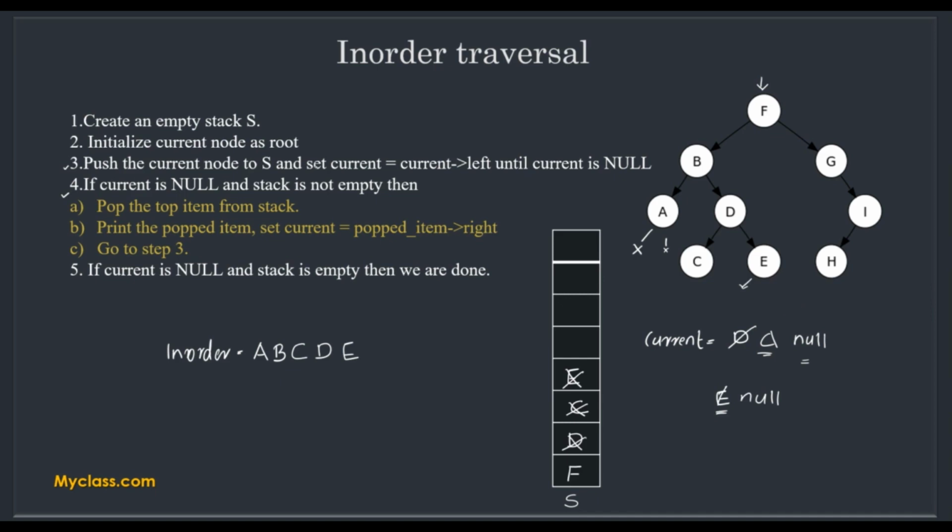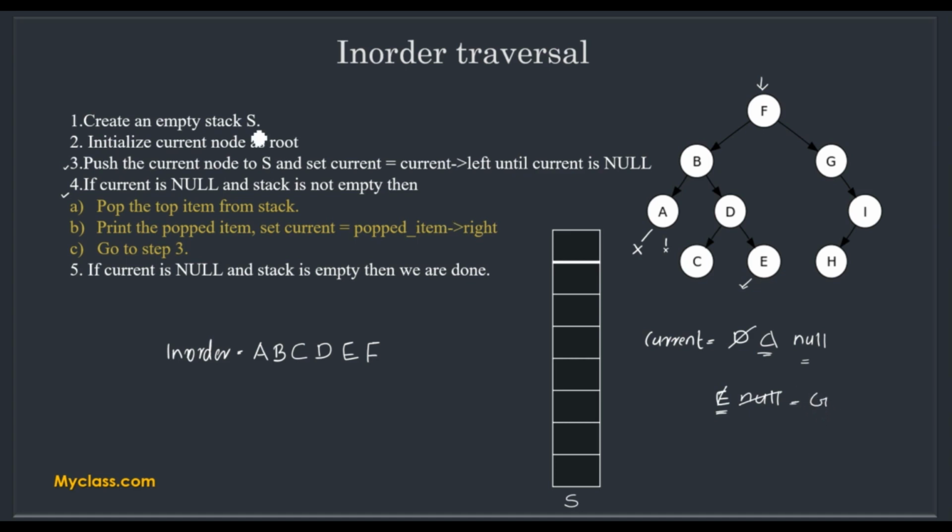Again, current is null. If current is null, we want to do it again. Okay. Now we are popping and printing F. Okay, F. Now the stack is empty. Now we want to do it like this: if current is again null, pop the top item from the stack. Now we have popped and printed F, and we want to set current equal to the popped item's right. Which one is the popped item's right? F's right equals G.